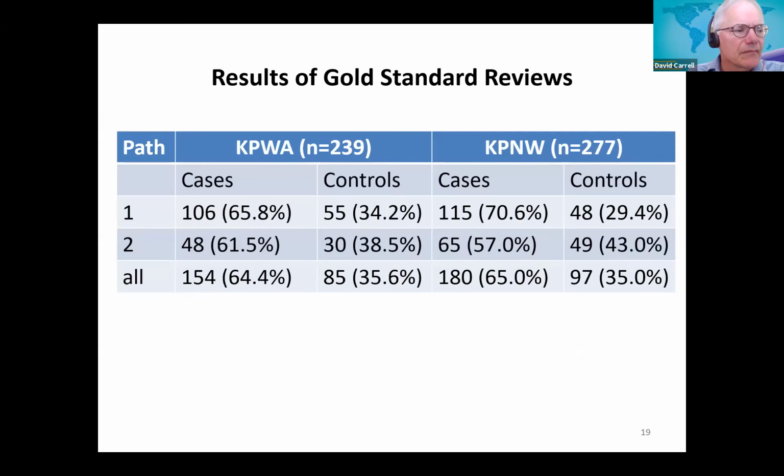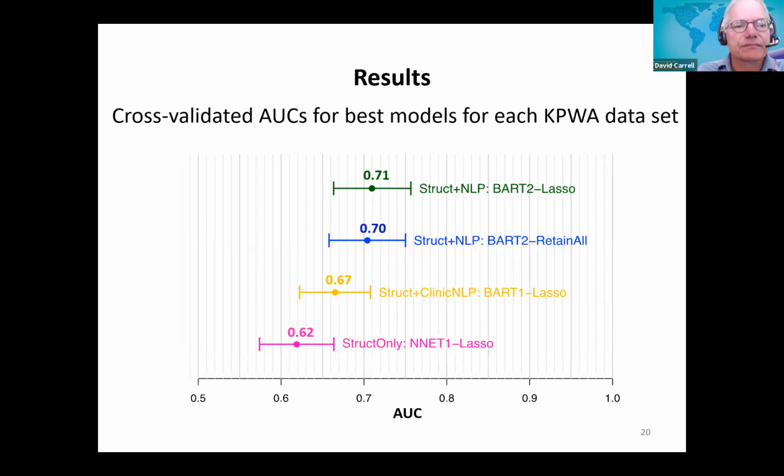These are the gold standard review results. Washington on the left, Northwest on the right. You can see down here at both sites, about 2/3 of the events that qualified were considered to be true anaphylaxis and the remainder not. You can also see here, we're training the data in Kaiser Washington. There were only 85 non-cases. And so this became the minority class that limited our ability to look at covariates in models.